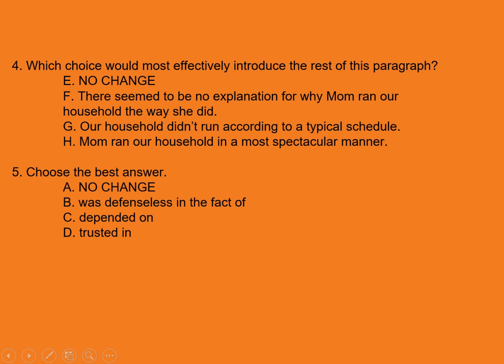So F, there seemed to be no explanation for why mom ran our household the way she did. This could work because then it's followed by that sentence of, we didn't always follow regular meal patterns. G says our household didn't run according to a typical schedule. Could work as well because we're still talking about meal patterns. H, mom ran our household in a most spectacular manner. Now, I don't think it's spectacular, so I'm going to delete letter H, and I'm going to go with F or G. There seemed to be no explanation for why mom ran our household the way she did, or our household didn't run according to a typical schedule.